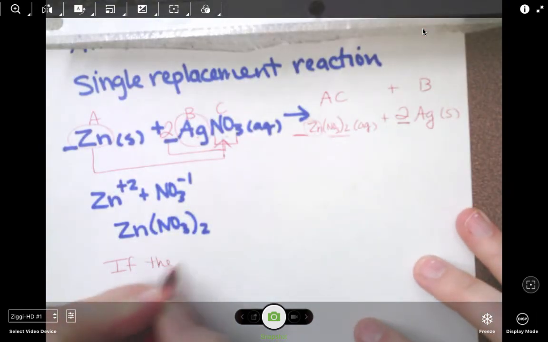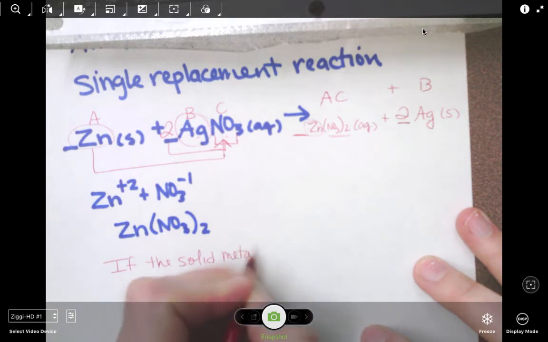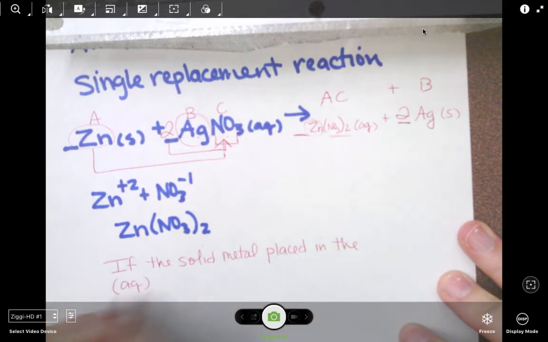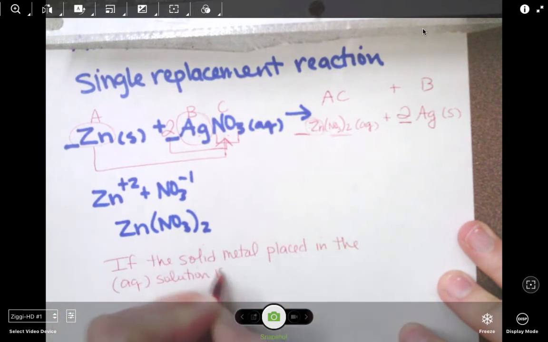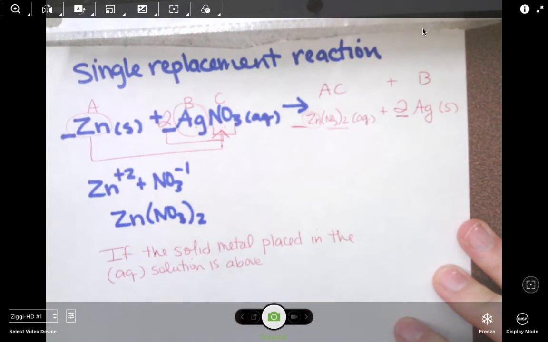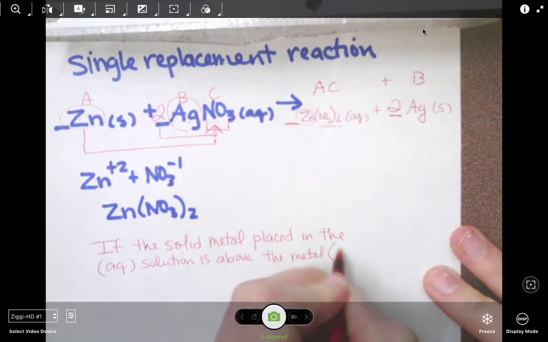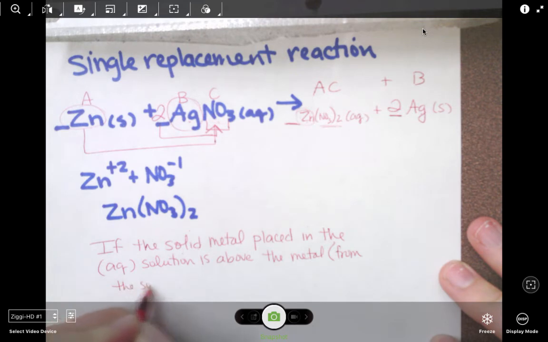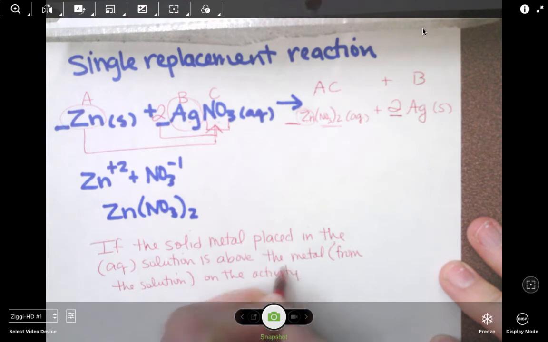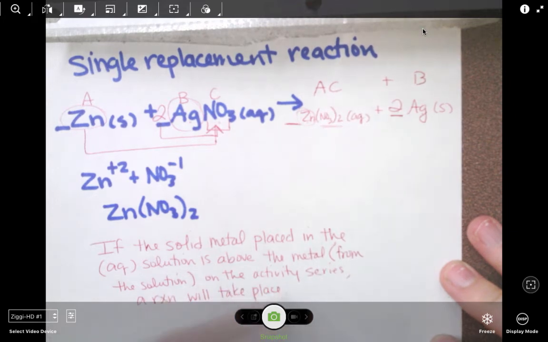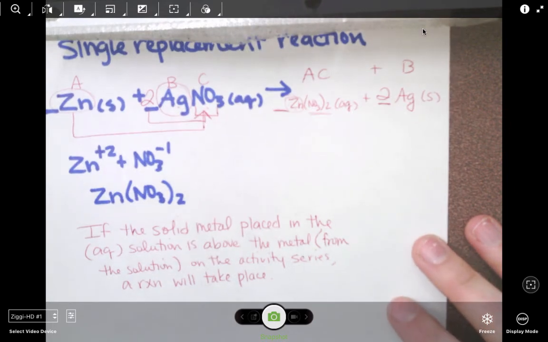If the solid metal placed in the aqueous solution is above the metal from the solution on the activity series, a reaction will take place. If it's not, then the reaction won't take place.